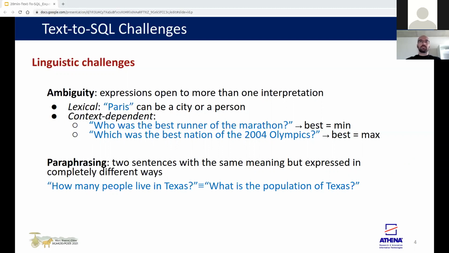Paraphrasing is another case of ambiguity, where two sentences can have the same meaning but be expressed in completely different ways. For example, the question, how many people live in Texas, is equivalent to, what is the population of Texas?